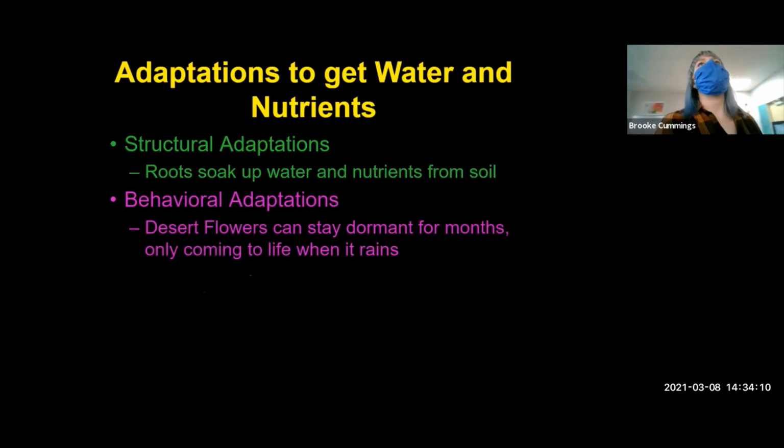Okay, so adaptations to get water and nutrients. Roots have adapted to be better suited to soak up water and nutrients from the soil. They also have a relationship with bacteria in the soil.